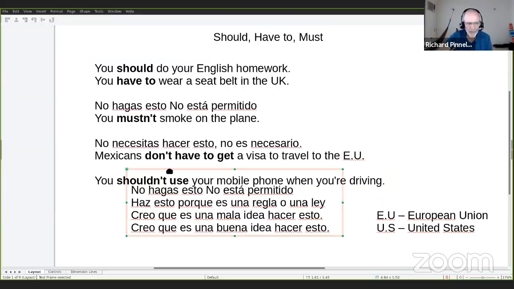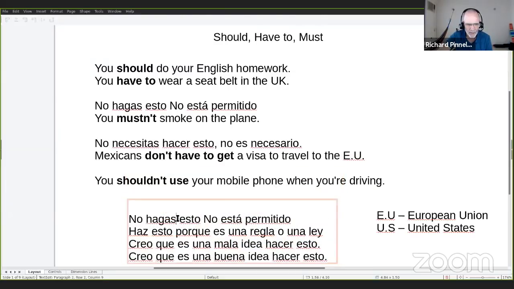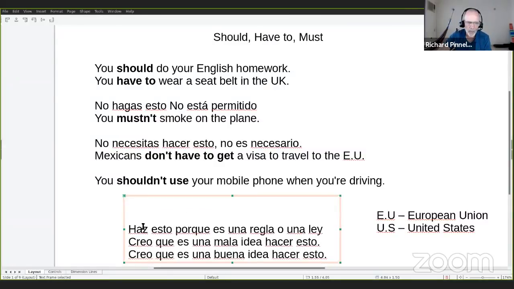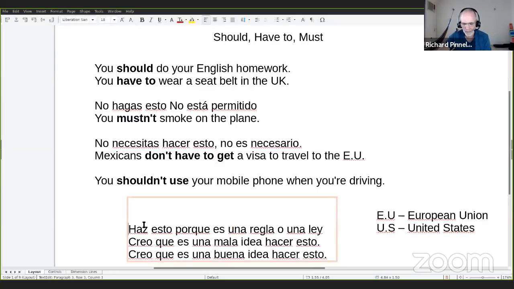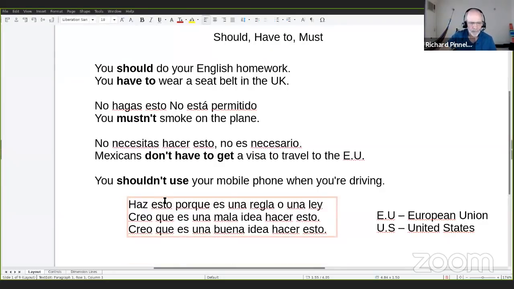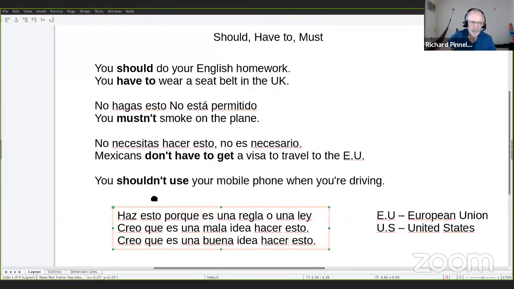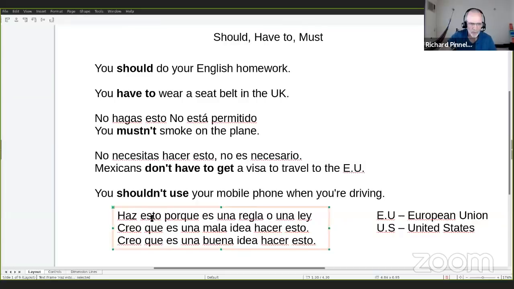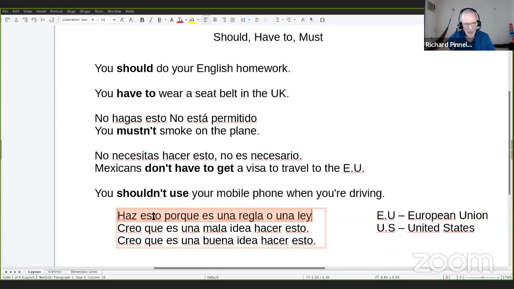The next one then, vamos a quitar eso de ahí. Haz esto porque es una regla o una ley. ¿Cuál de los que quedan es una regla o una ley? Have to. Yeah, this one here. You have to.